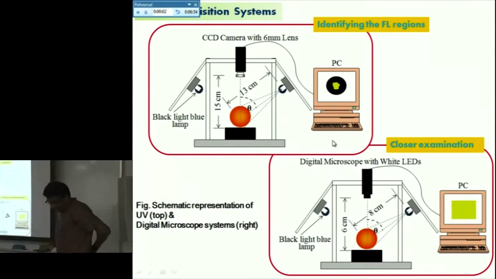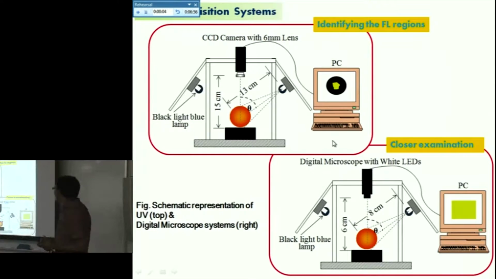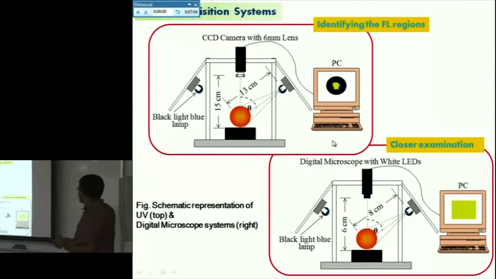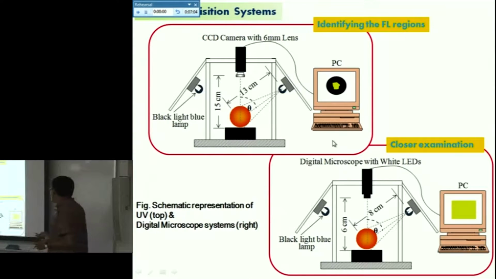So then the randomly collected samples were tested in the laboratory by using a UV illumination system, which is composed of 4 fluorescence lamps and a VGA format CCD camera to identify the fluorescence regions of each sample. After identifying the fluorescence region of each sample, we then use the digital microscope system to acquire inlers, color, and fluorescence images for closer examination.